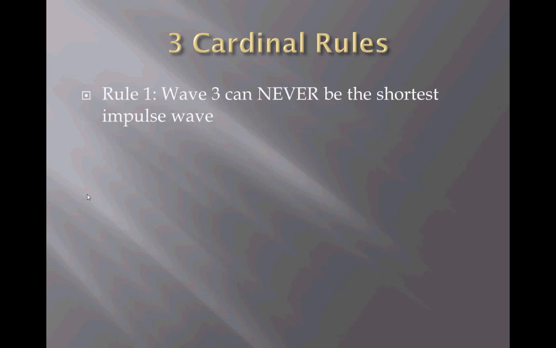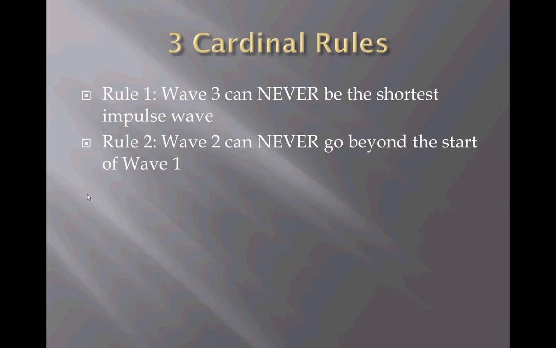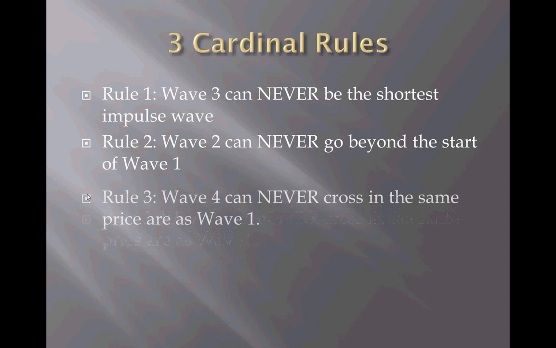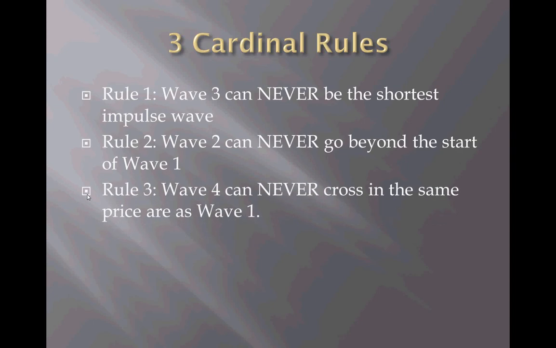There are 3 cardinal, cannot be broken rules in labeling waves. So, before you jump right into applying the Elliott wave theory to your trading, you must take note of the rules below. Failing to correctly label can prove disastrous to your account. Rule number 1. Wave 3 can never be the shortest impulse wave. Wave 2 can never go beyond the start of wave 1. Wave 4 can never cross in the same price area as wave 1.